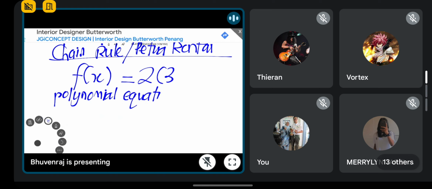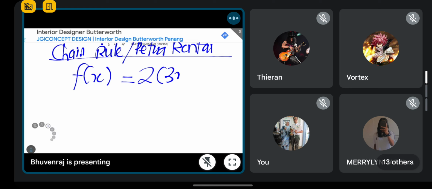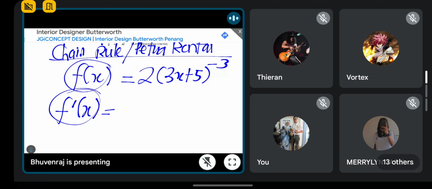So now let's say I give you all an example. You all try to do this differentiation and see what you get. 3x plus 5, power negative 3. Okay, guys, can you all type out your final answer? Jawapan akhir, for f prime x. Jangan tersilap tulis dy over dx, guys. You cannot write dy over dx over here because this is f(x). So when you differentiate, you must write f prime. Jangan tulis dy bahagi dx. So tell me what you get.